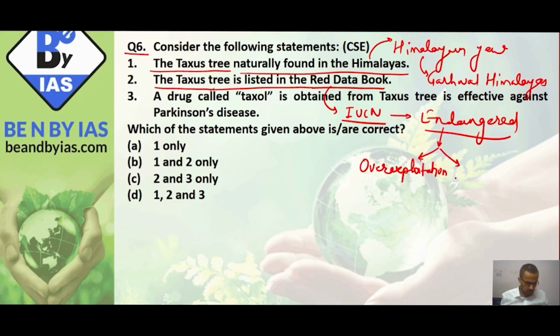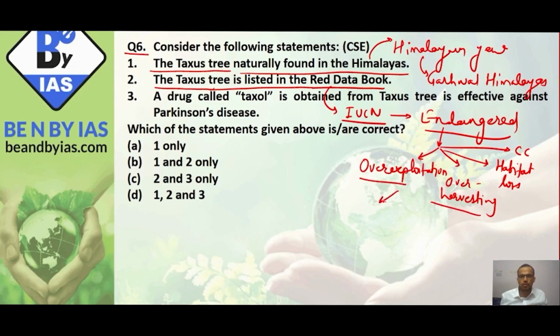Then over harvesting, then habitat loss because of human interventions, and the most important reason is climate change. Fine. So why is over exploitation or over harvesting occurring?